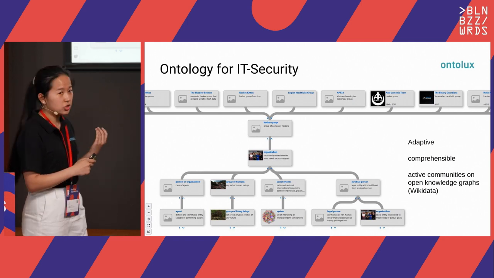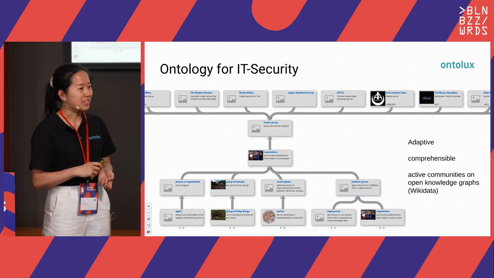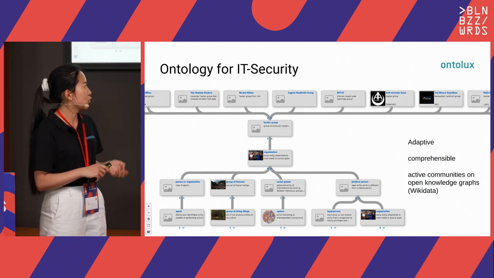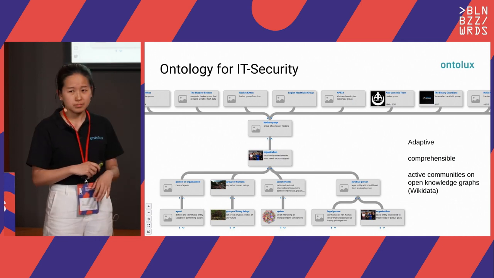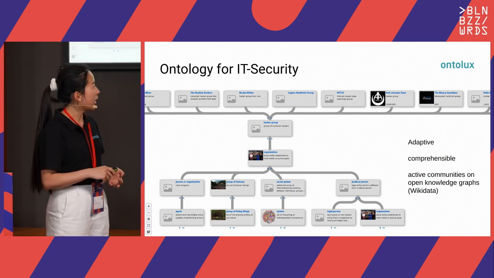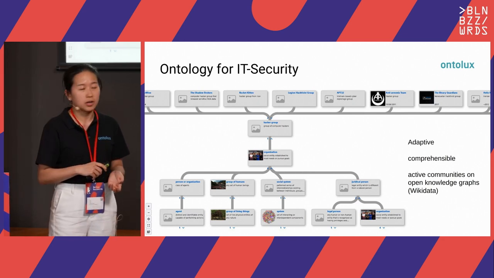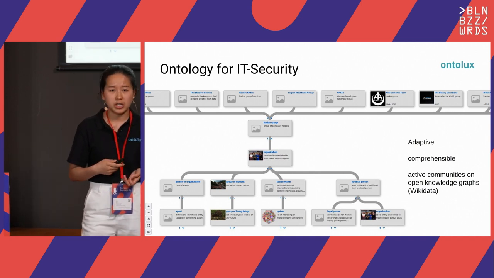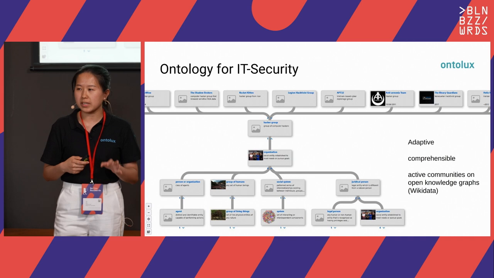So ontology has a lot of advantages. First, it's very adaptive to different domains. Like now we are building an ontology for IT security, but you could also use this for many different things. And secondly, it's comprehensible. So for us humans, it helps us to understand a certain domain. And there has been an active community on open knowledge graphs, such as Wikidata. So usually when you want to build a domain-specific ontology, you don't have to start from the beginning. You could usually take a subgraph from Wikidata and start from there.